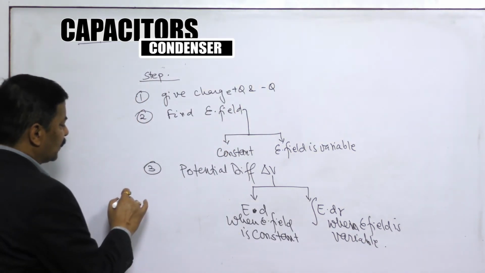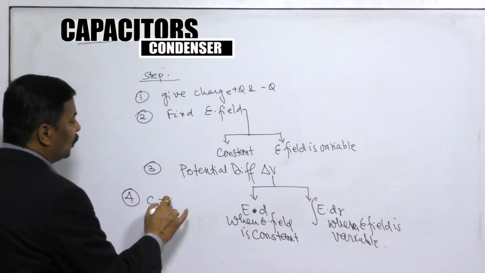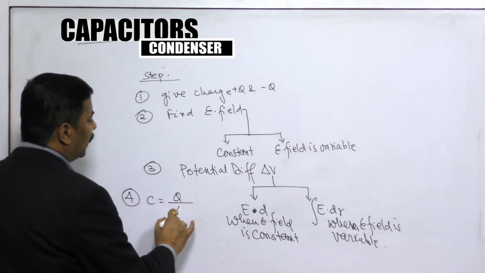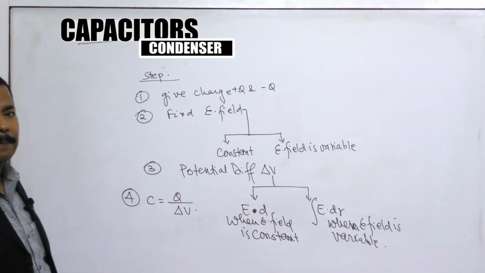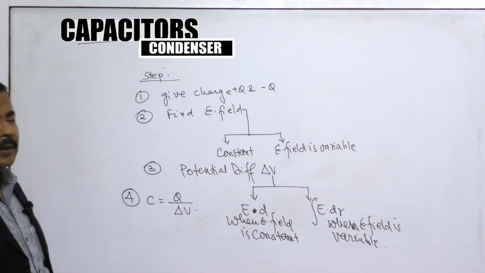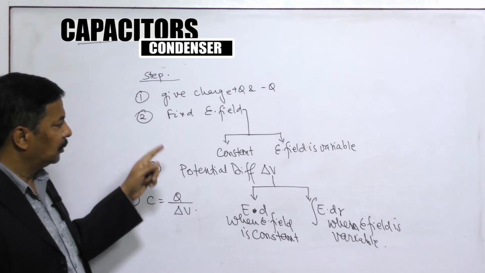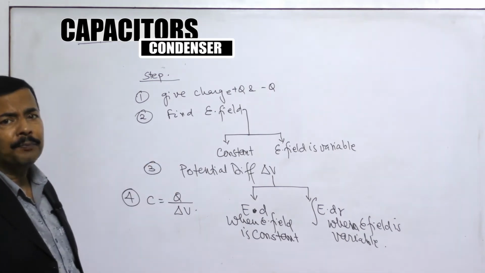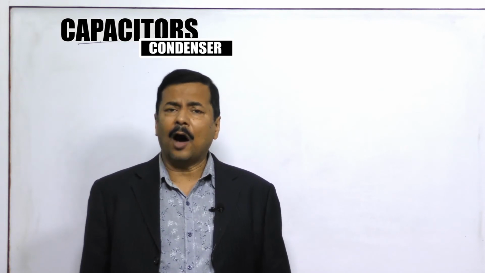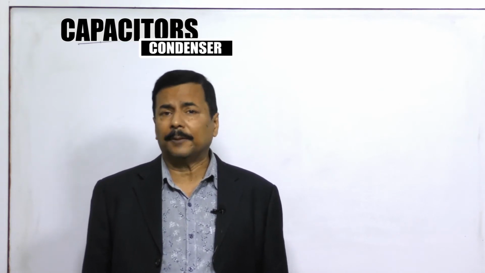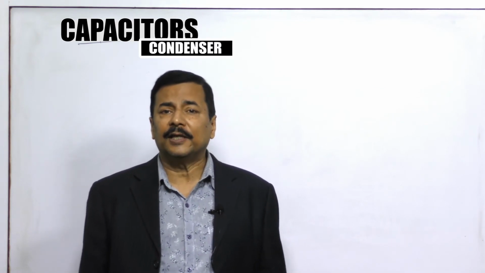And the fourth step that you will be taking, C is equal to Q by delta V. In this way we will be finding the capacitance. So these are the four steps that we have to use in order to find the capacitance. How we can apply those four steps in finding the capacitance of a capacitor, we are seeing by an example.